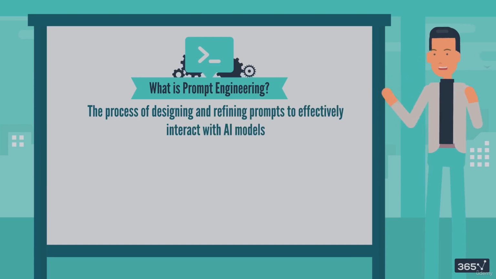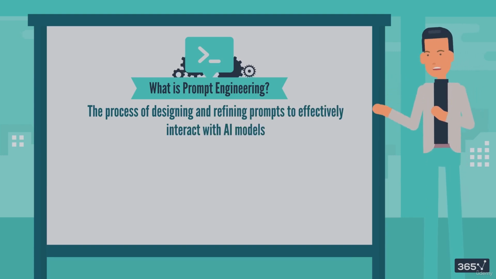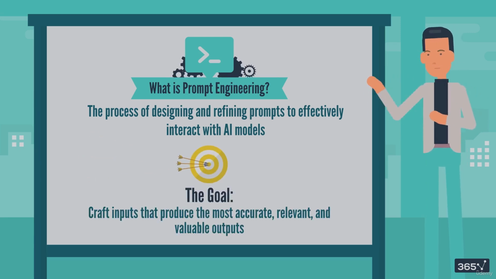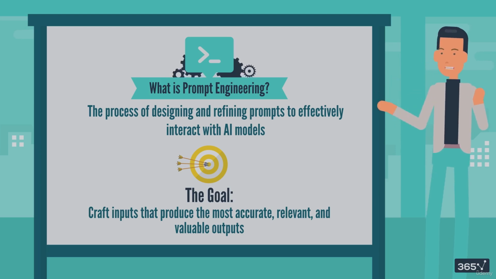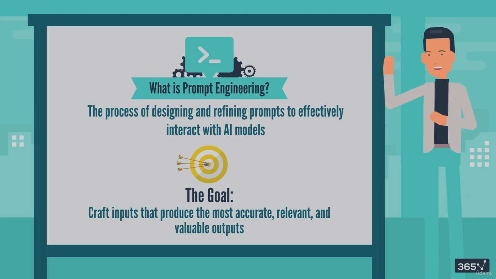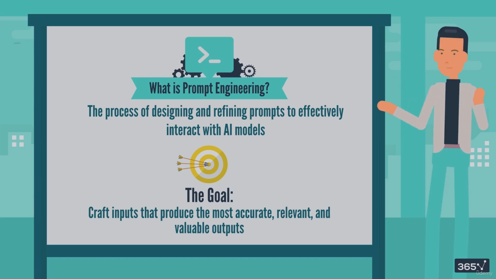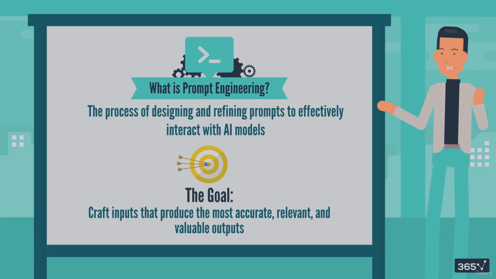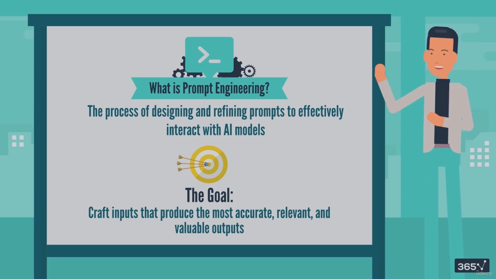Prompt engineering is the process of designing and refining prompts to effectively interact with AI models. The goal is to craft inputs that produce the most accurate, relevant, and valuable outputs. This involves understanding how the model interprets different prompts and adjusting the wording, structure, and context to achieve desired results and maximize the model's potential. Let's start by going through some of the best practices and tips for prompt engineering.